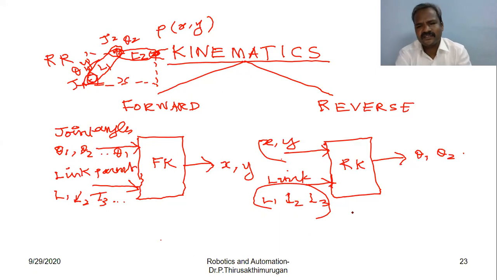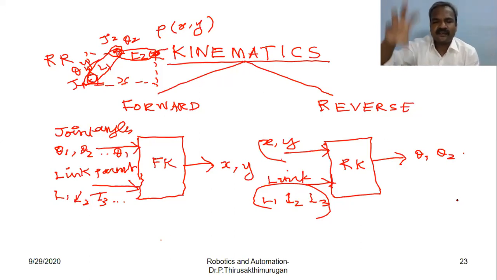Interesting mathematical analysis is involved here, so let's see the detailed derivations in the next class. This is about kinematics. Kinematics is to determine the world space as well as joint space coordinates of a robo gripper or end effector. Okay, understand?